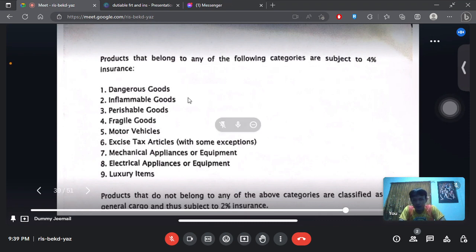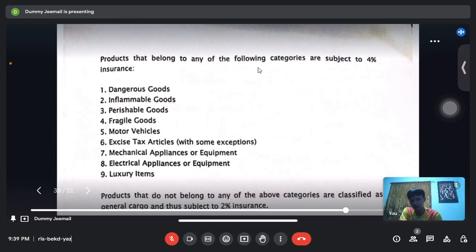So for example, motor vehicles. If ang nasa problem kay motor parts, that is not considered as 4%. Ato na siya mabilong sa 2%. Mechanical appliances or equipment, electrical appliances or equipment, same thing: mechanical parts, if parts gani siya, ato na siya sa 2%. Electrical parts, mechanical parts, dili siya appliances or equipment, then ato siya sa 2%.